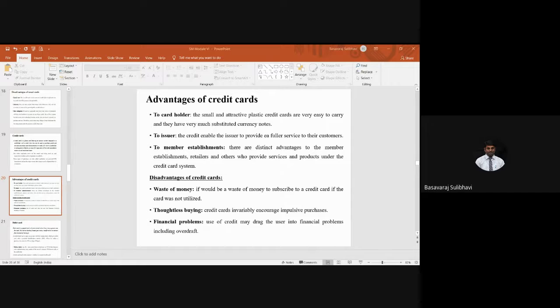So they find it highly advantageous to push their product to customers who hold credit cards, and that gives them confidence that the money will be credited to their account. Then we have the disadvantages of credit cards.